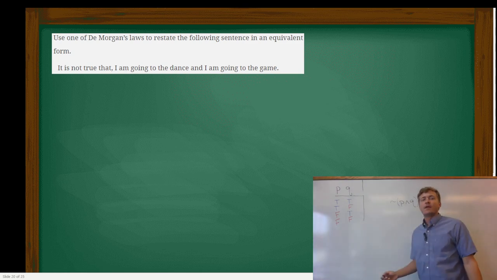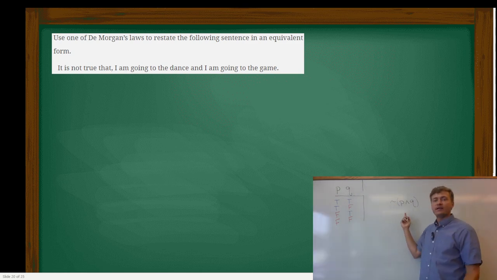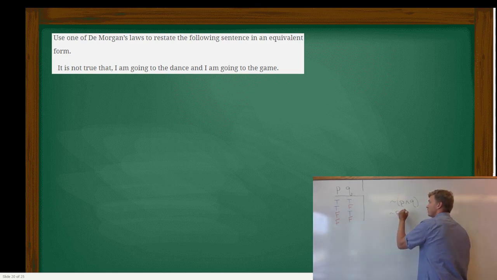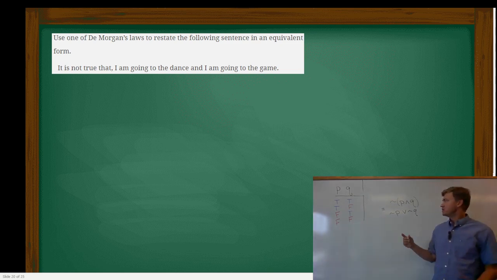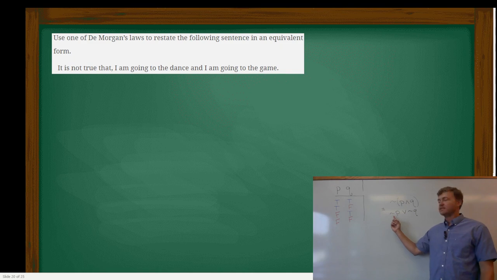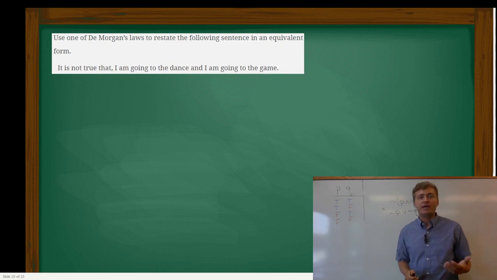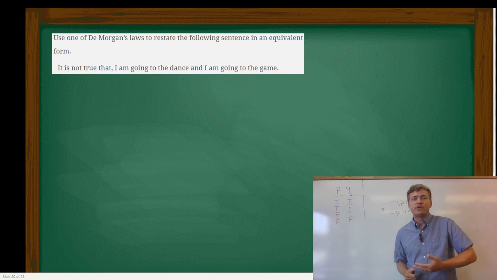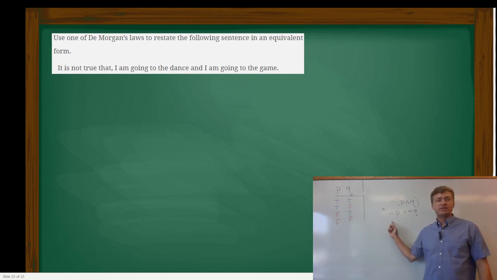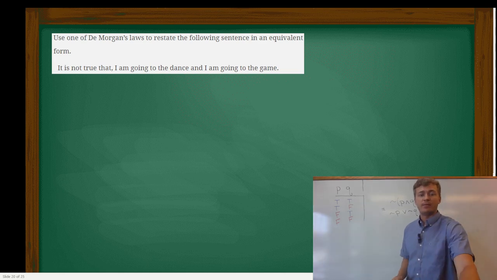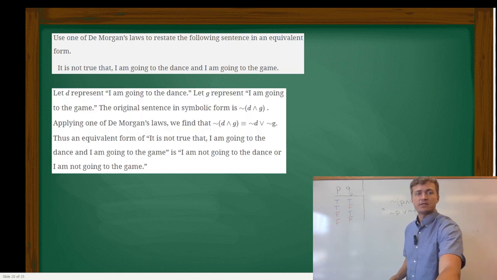that is being negated. And of course, De Morgan's Law says if you are negating the and connective, we're going to get here not P or not Q. These are our equivalent statements. So we're essentially just going to try to rewrite this expression as not P or not Q. Again, if P is I am going to the dance, then not P is I am not going to the dance. If Q is I am going to the game, not Q is I am not going to the game. So here, not P or not Q is I am not going to the dance or I am not going to the game. Let's see how we did here as we go to our next page.